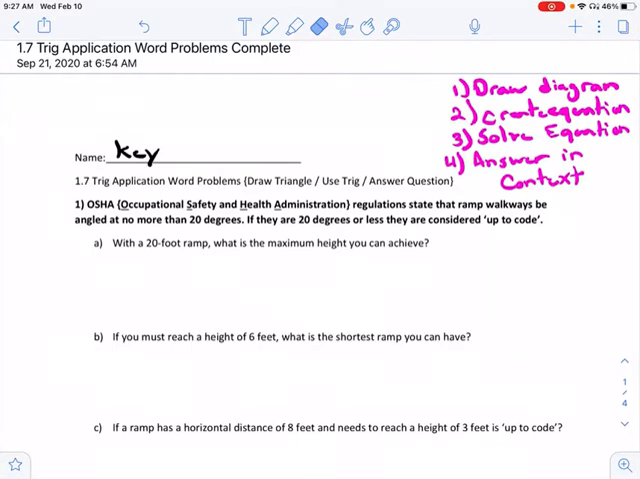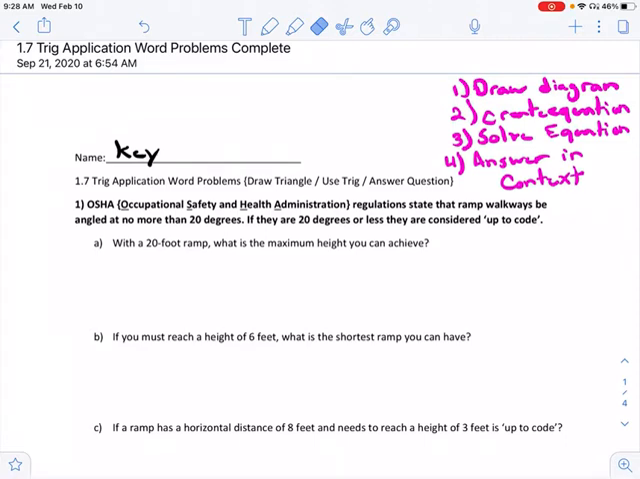Hey everyone, and welcome to our trig application word problems. This is a pretty good summation of the skills that I wanted folks to have when they leave this unit, which is knowing what trig to use when in certain real world contexts. Obviously in this unit we also have some Pythagorean theorem and some special right triangles, but these are definitely the big takeaways in regards to trig.